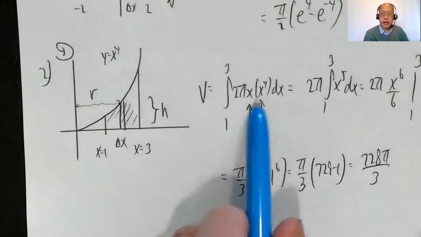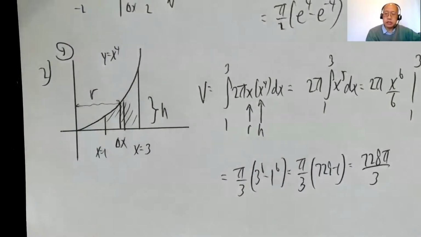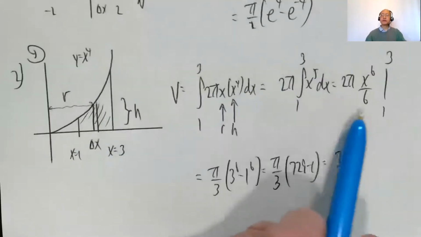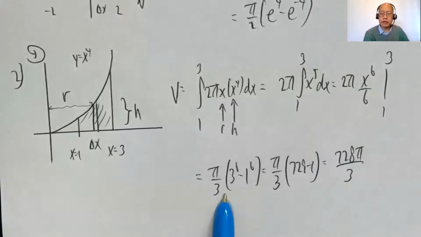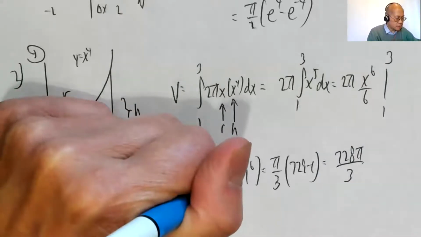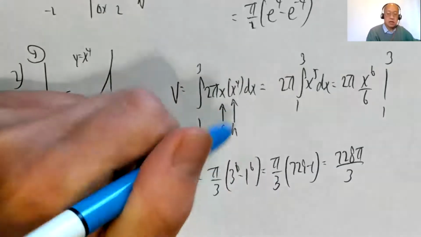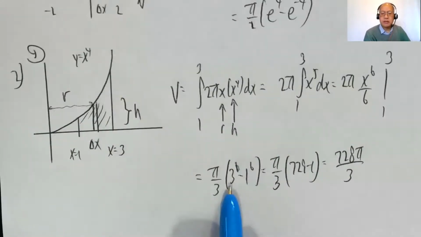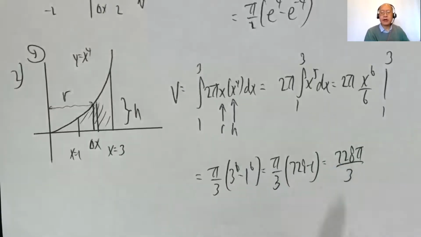All right, take out the 2 pi, x to the 5th dx. So that should be pretty easy. 2 pi x to the 6th over 6 from 1 to 3. 2 pi over 6 is pi over 3. Okay, plug in 3, 3 to the 6. Plug in 1, 1 to the 6. 3 to the 6, 3 times 3 times 3 times 3 times 3 times 3, is 729, minus 1 to the 6, which is 1. Final answer is 728 pi over 3. All right, so this is quiz 2 of Math 252.